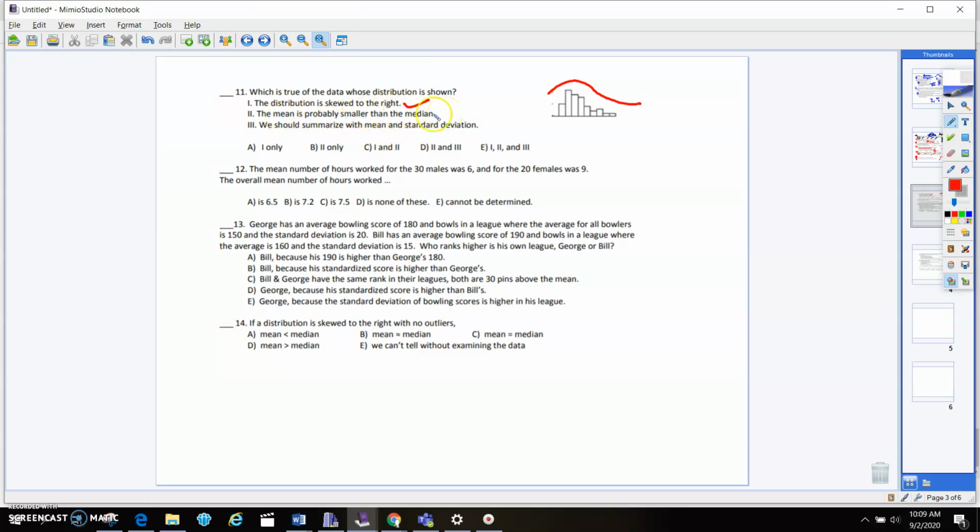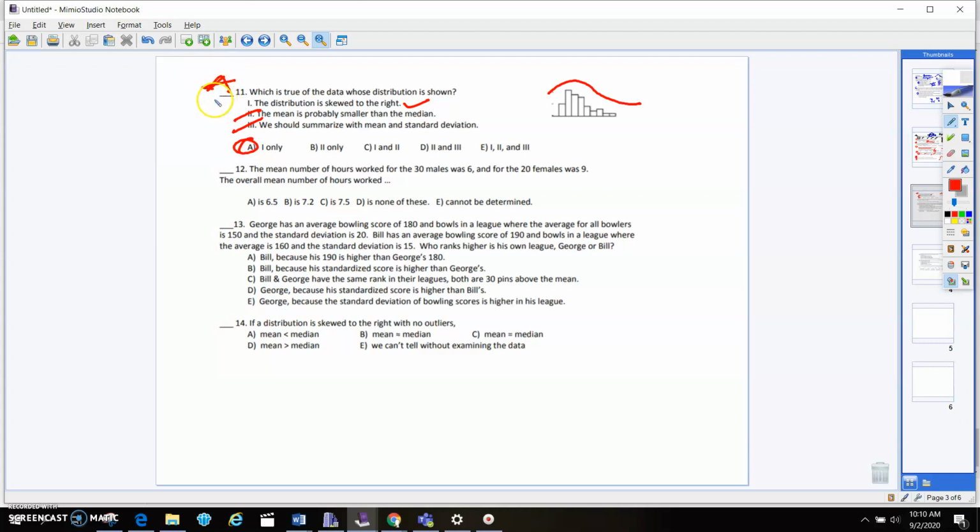Well, when we have a skewed right data set, that means that the mean has moved to the right of the median. So that means that technically the mean would be larger. So that's not true. On 3, we should summarize with the mean and the standard deviation. Well, the standard deviation is going to be a little wonky since it's skewed to the right. So the only correct statement is going to be that first one.